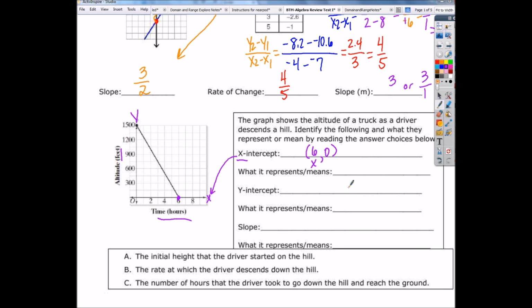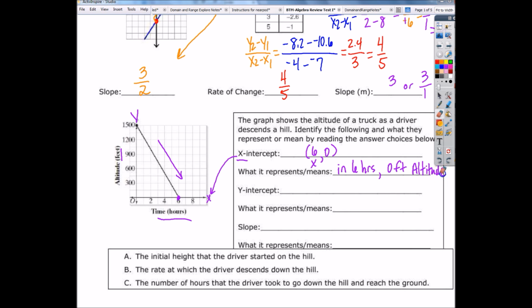The graph is going down, right? It's going negative. So I would say in 6 hours, what's our altitude in feet? We're at 0 feet altitude, if you want to write that all out. Okay, so after 6 hours, we're at 0 feet. So in 6 hours, we hit the ground, okay? The truck driver descended the hill all the way to the bottom. So in 6 hours, 0 altitude feet.